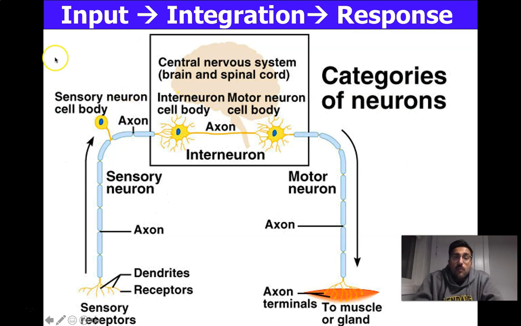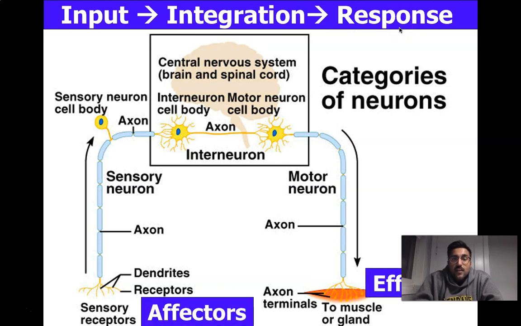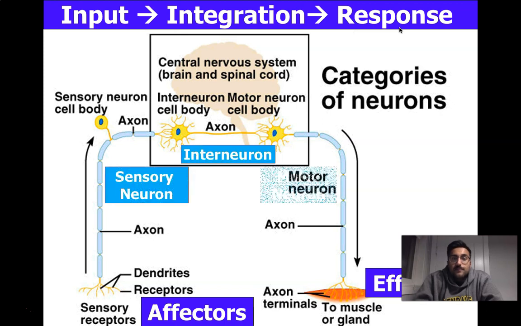So the whole body, the nervous system, is trying to input, integrate, and respond. The input is your sensory neurons, the integration is your interneurons, and the response is your motor neurons. So you've got affectors, you've got effectors, and they're sorted by the interneurons. Okay.